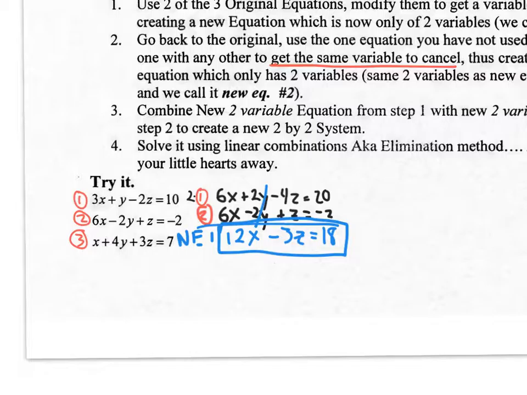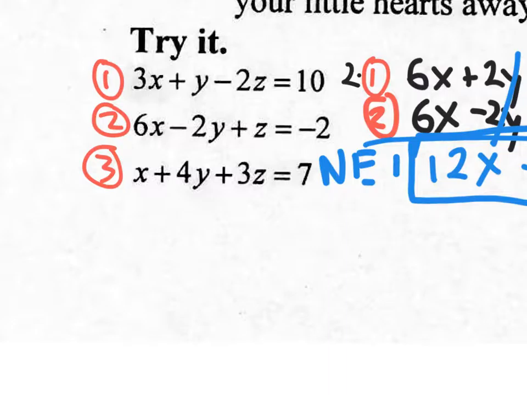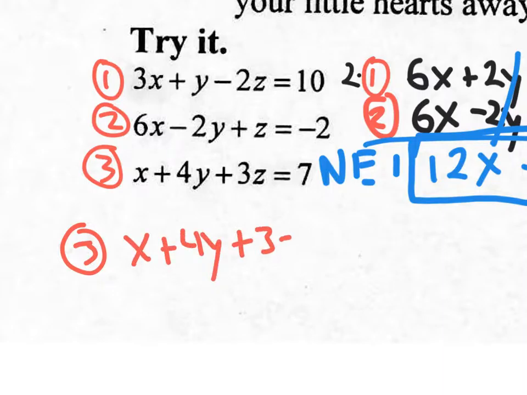So let's start by thinking, which one have we not used? 3. So I need the y to cancel on 3. Which one am I going to use? 2. Okay, I want to use equation 2 and multiply it by 2. Now, you could have taken the top one and multiplied it by negative 4 to cancel, but you want to use the one you have not used, so that's 3 for sure. Let me rewrite it: x plus 4y plus 3z equals 7.